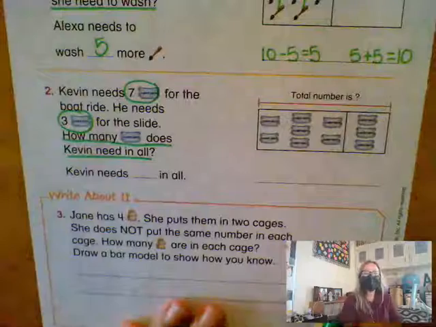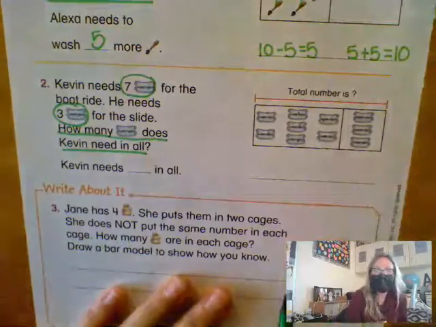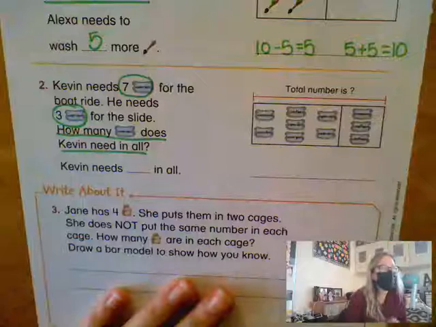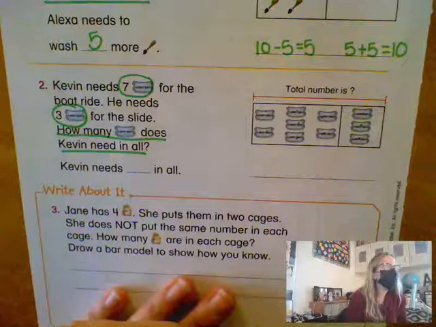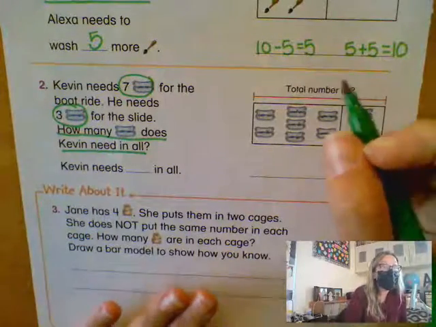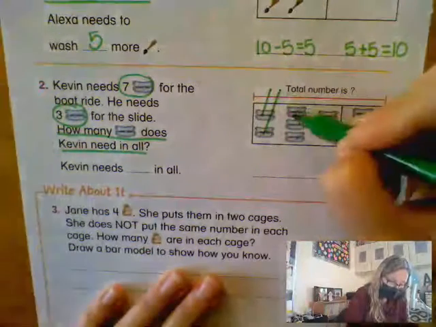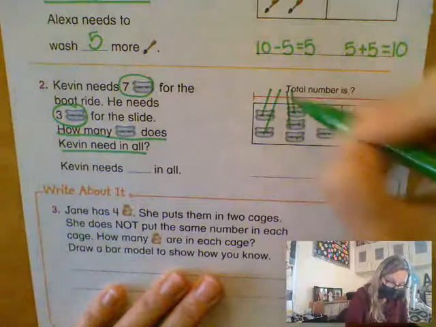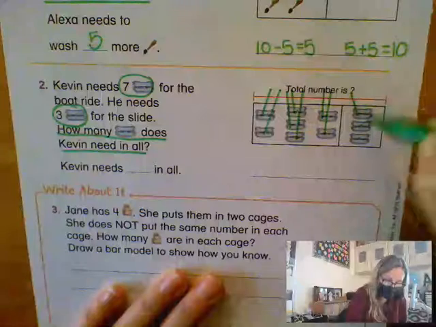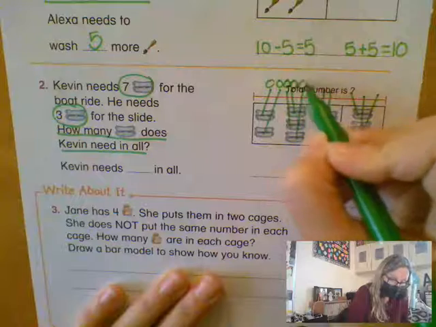So here they've drawn for us the parts. Okay? Here's the 1, 2, 3, 4, 5, 6, 7 tickets that he needs to ride on the boat. Here's the 1, 2, 3 tickets he needs to ride on the slide. All together will tell us how many tickets he needs to get so he can ride both rides. So we can draw 1, 2, 3, 4, 5, 6, 7, 8, 9, 10 for our total.